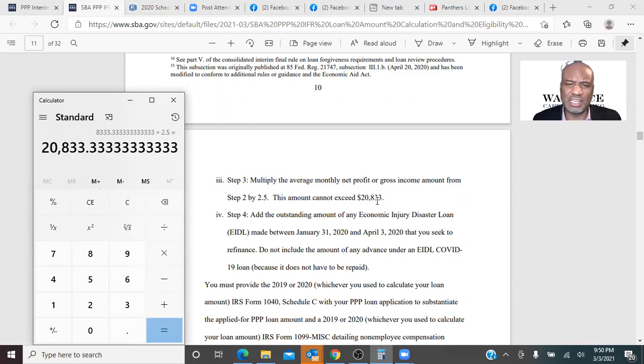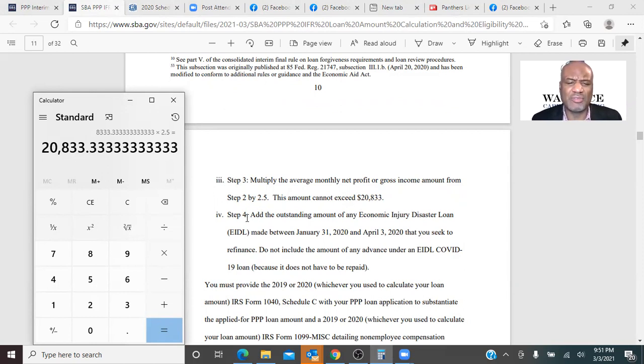So it looks like, unfortunately, it doesn't say the restaurant thing on this one, but that's basically how you calculate that. So $8,333 times 0.33, I mean $20,833.33. So that's the largest loan amount that you qualify for.